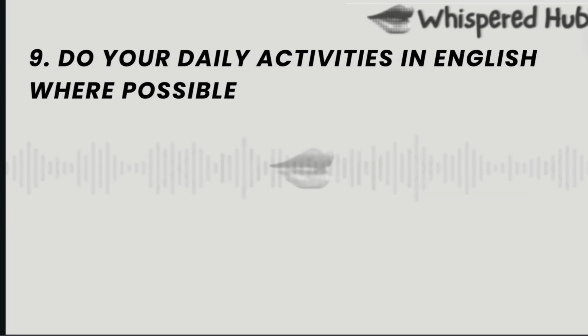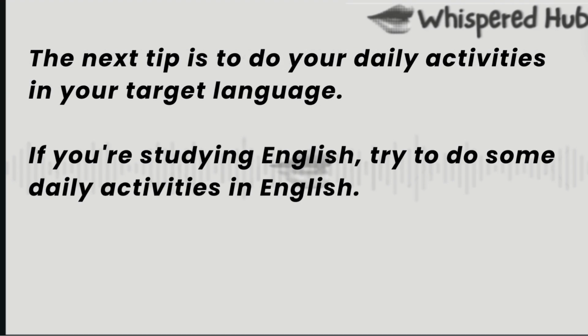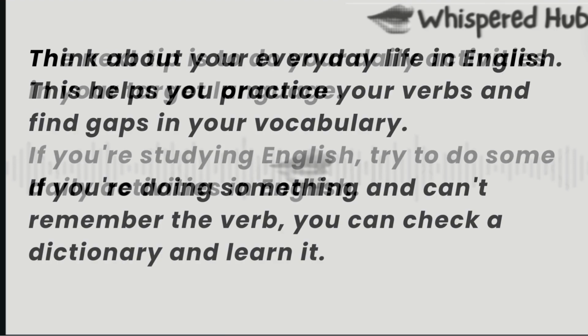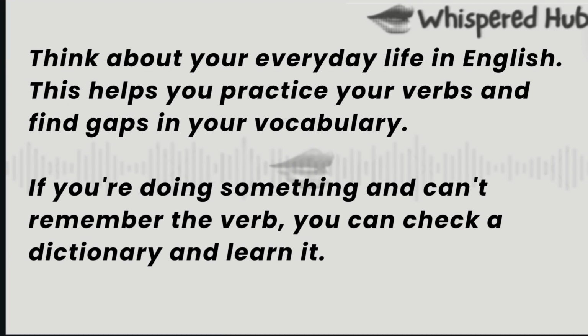Do your daily activities in English where possible. The next tip is to do your daily activities in your target language. If you're studying English, try to do some daily activities in English. Think about your everyday life in English. This helps you practice your verbs and find gaps in your vocabulary. If you're doing something and can't remember the verb, you can check a dictionary and learn it.